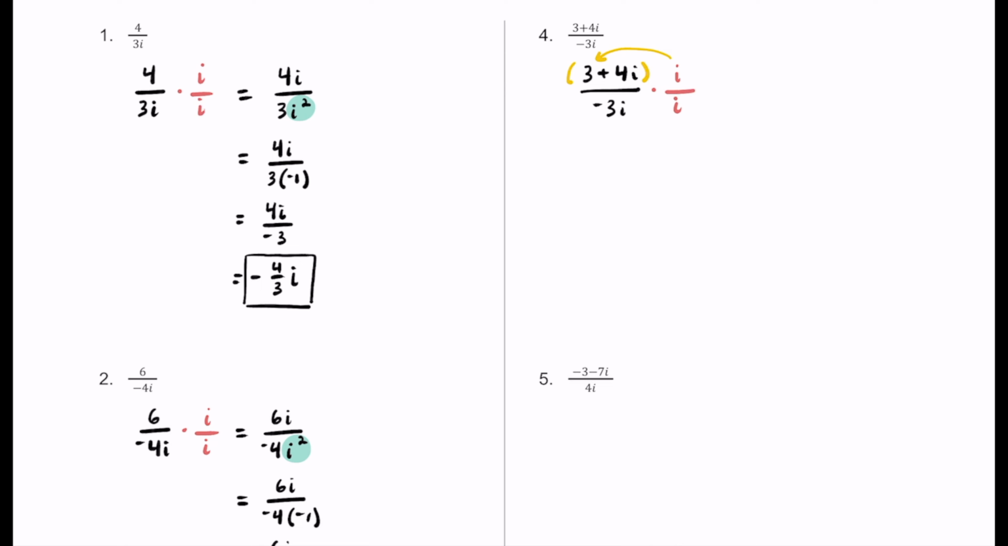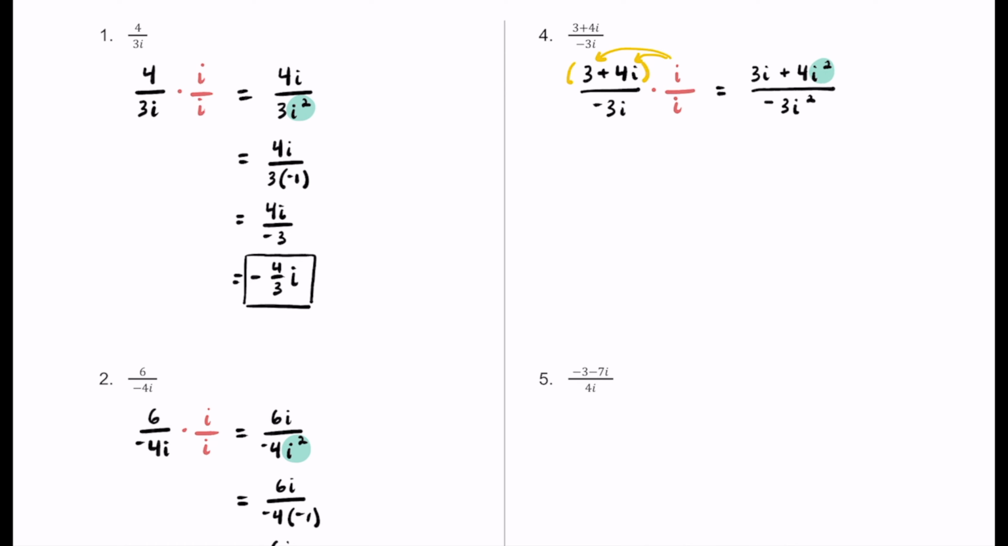So i times this 3 is going to be 3i. Start with that, and then take this i and multiply it by 4i. Now 4i times i, that's going to be 4i squared, so positive 4i squared. Now underneath there, let's see what we got going on. We have to multiply this i times this negative 3i. So i times negative 3i, this should be negative 3i squared.